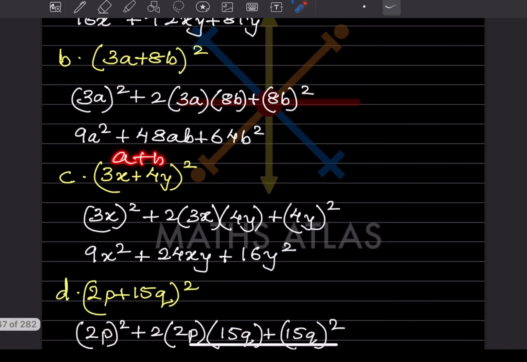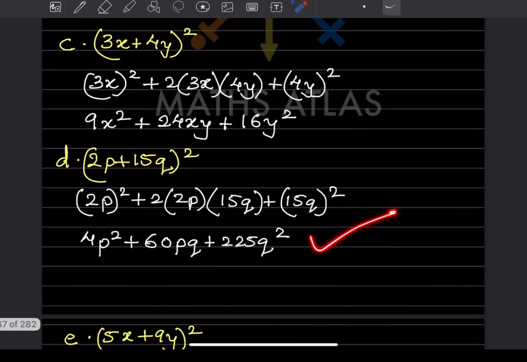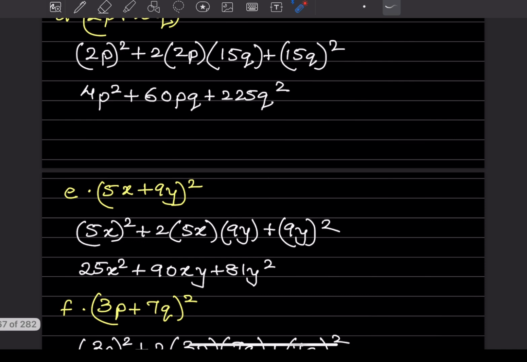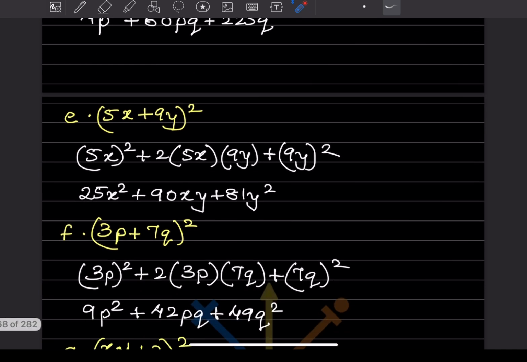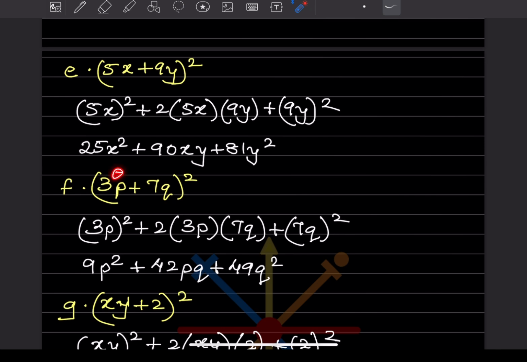Same, this is a plus b whole bracket square. So this is going to be a square plus 2ab, and this will be b square. So 9x square, 24xy, and this is going to be 16y square. Same you can see for this one. This also the same. Again this is the same. This is a plus b whole bracket square. So that is going to be 3p square plus 2ab plus b square. So this will be 9p square. When you multiply this, that is going to be 42pq, and 7 square will be 49q square.